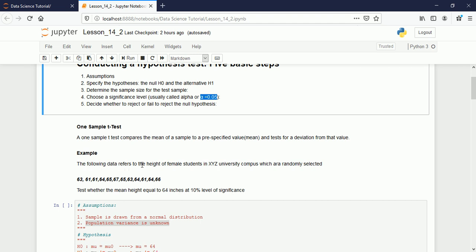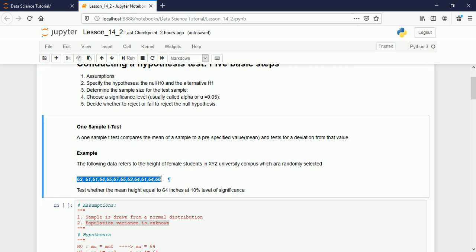The following data refers to the height of female students in an XYZ university campus which are randomly selected. So these are the heights of students which are randomly selected. Test whether the mean height is equal to 64 inches or not, at 10% level of significance. So 10% means 0.01. So this is the default value. We said it is by default this one, but it can be changed.